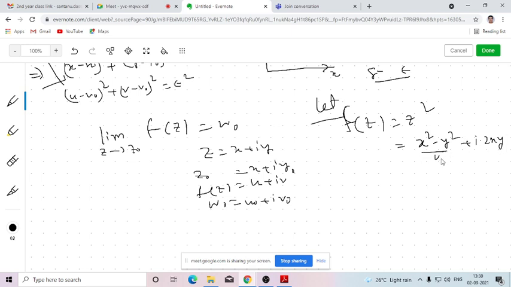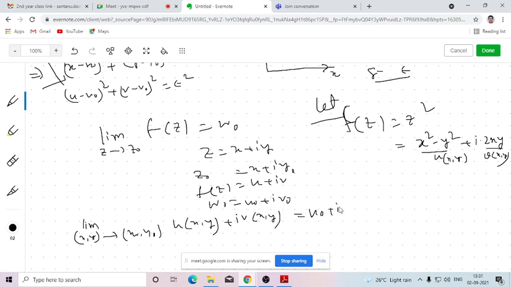So the real part of the function is a function of x, y, and the imaginary part of the functional value will also be a function of x, y. You know that we can represent a complex number in the form of an ordered pair. So we can write this as limit of u(x,y) plus i v(x,y) as (x,y) tends to (x0,y0) equals u0 plus i v0.